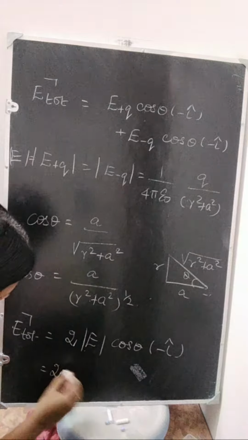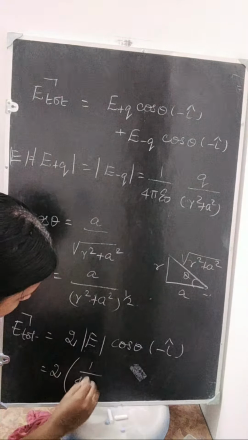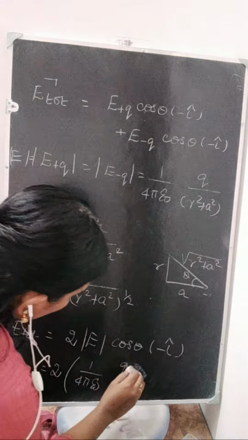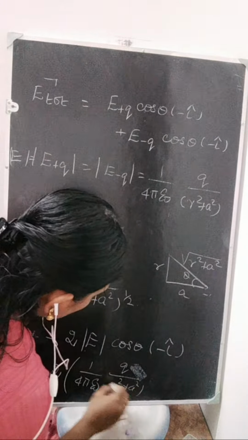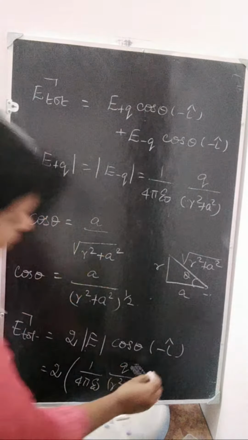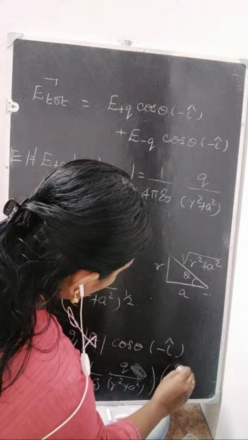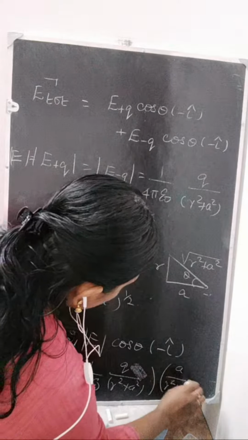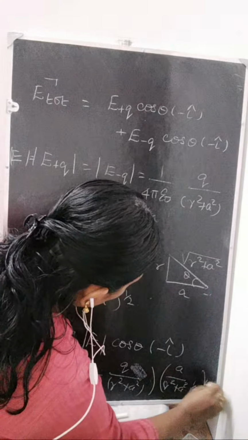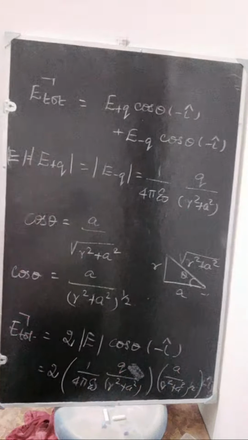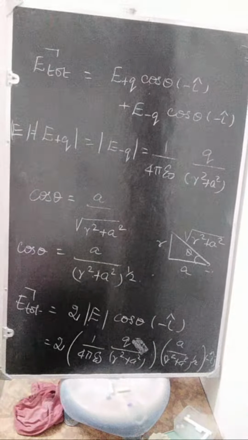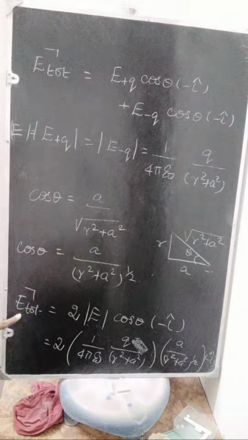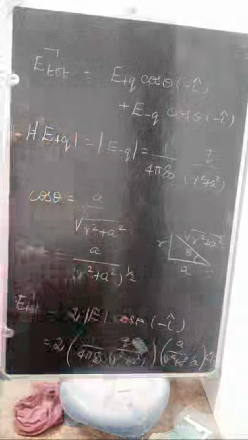Substitute the cos value. So 2 into, what is the E value? 1 by 4 pi epsilon naught Q divided by R square plus A square. I substituted the E value. Then the cos theta value is A divided by (R square plus A square) power 1 by 2 into minus i cap. Don't forget the minus i cap. Always be careful whenever you are writing the vector, and here minus i cap should be there for equatorial. All the other vectors you can take. Whenever you are calculating a vector, don't forget to put the unit vector.